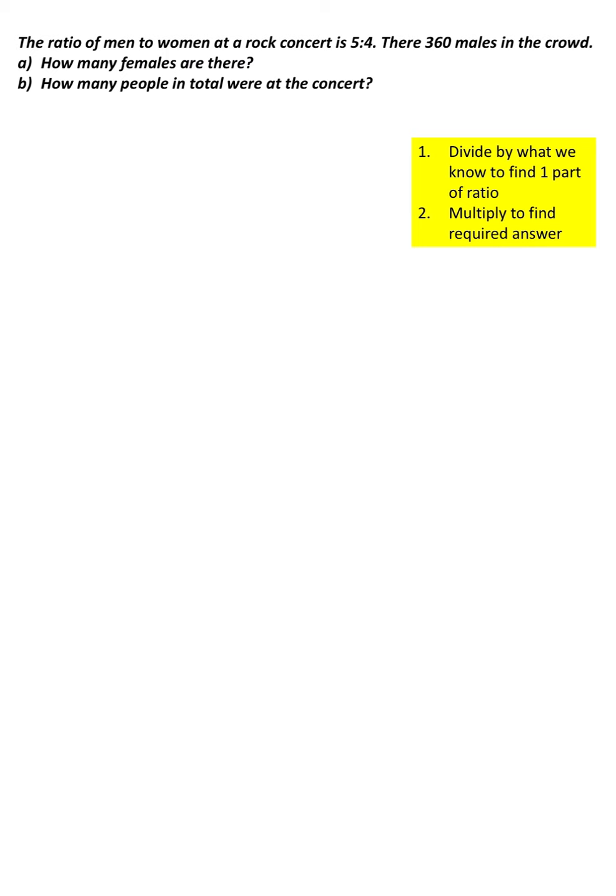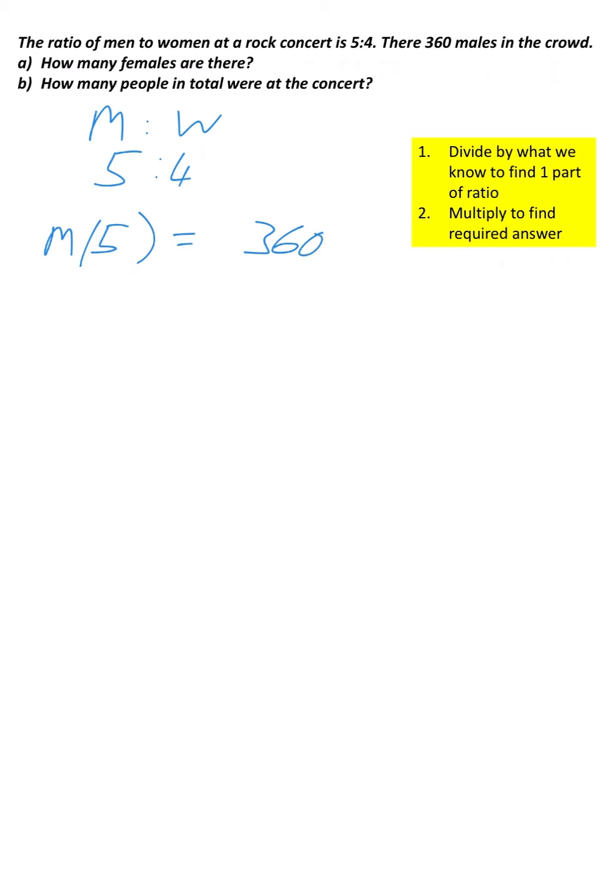So the method for this is, we divide by what we know to find one part, and then we multiply to find the required answer. So let's see what we know in this question. So we have men to women as 5:4, and then we're told that there are 360 males. So that means the males, which is 5 parts in the ratio, is equal to 360.